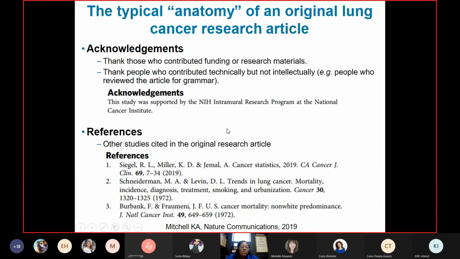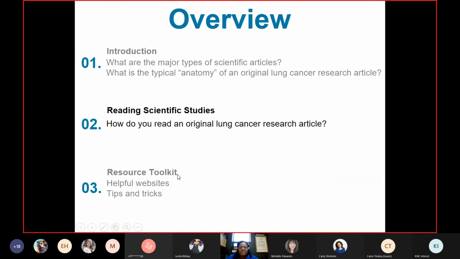And then finally, there are references. Many of us have written papers in high school and college, and you have to have references, right? And so other studies that have been cited by this original research article are provided there. So there's an example of some of the references that came up with this paper.